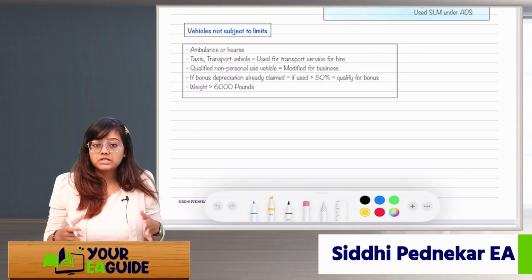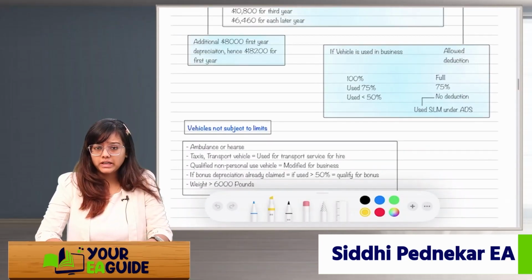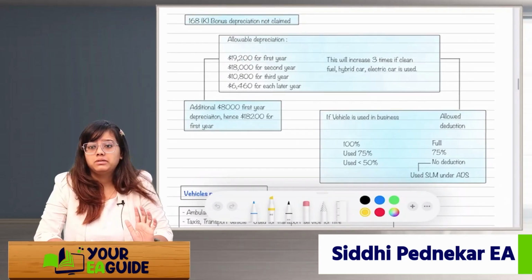Vehicle not subject to limits. Apart from this, whatever vehicle you are using in the business will be allowed as a depreciation based on this table.